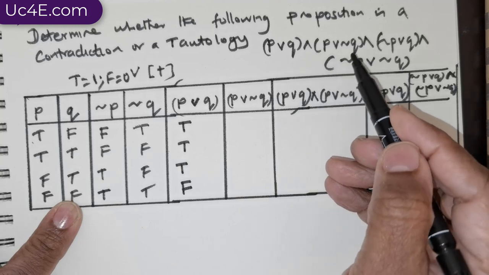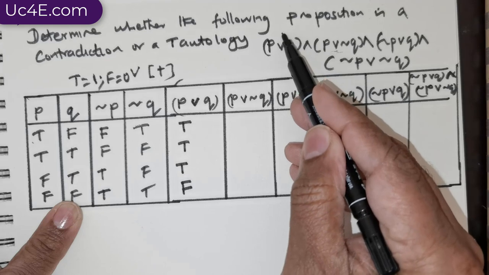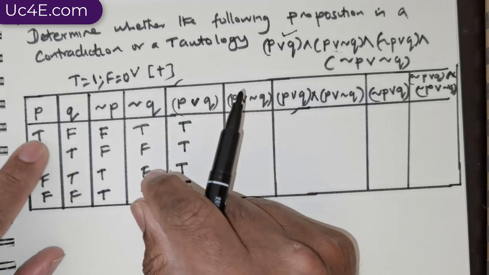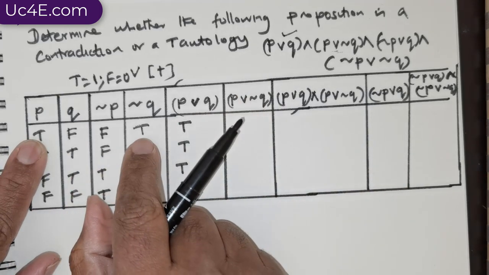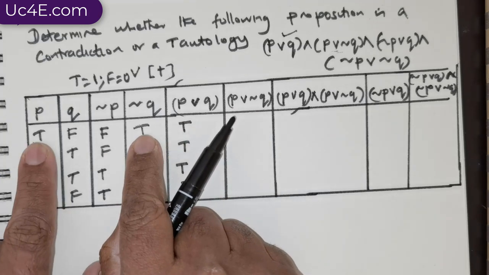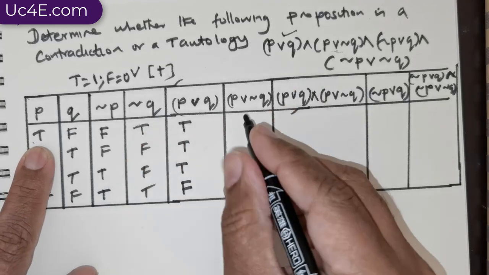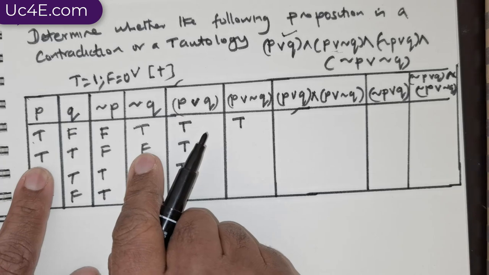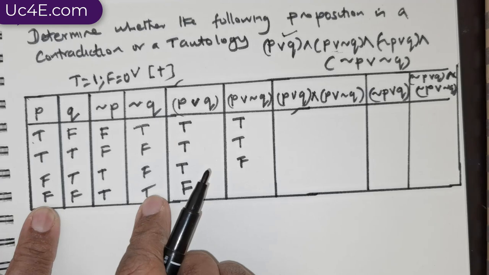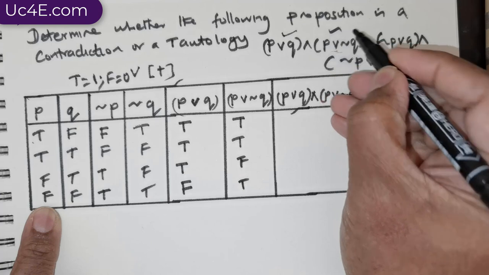Now we have already performed this. We're performing this, which is nothing but P disjunction with negation of Q. Disjunction means adding. We perform the operation for these two together. 1 added with 1, 1. 1 added with 0, 1. 0 added with 0, 0. 0 added with 1 is 1. That's fine, so we have performed this.